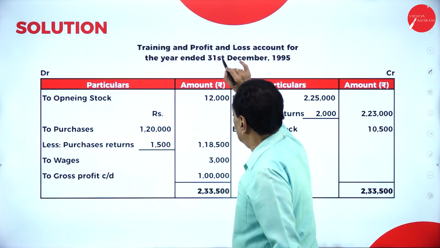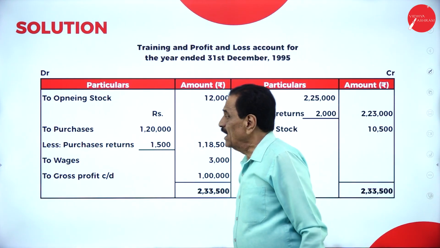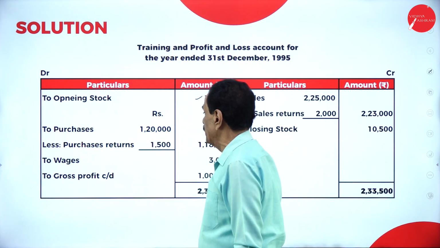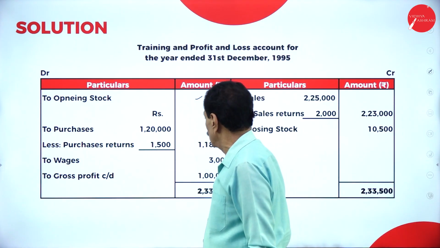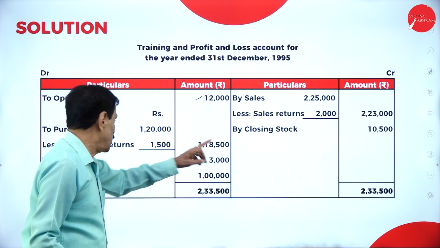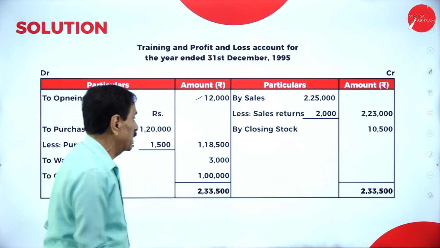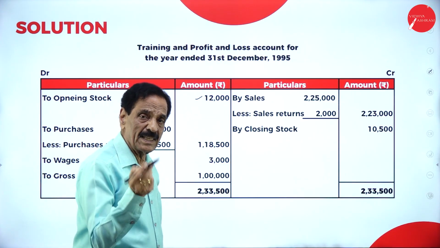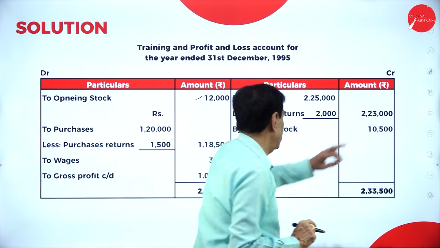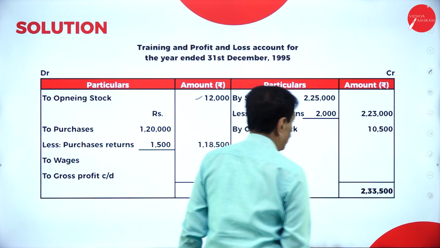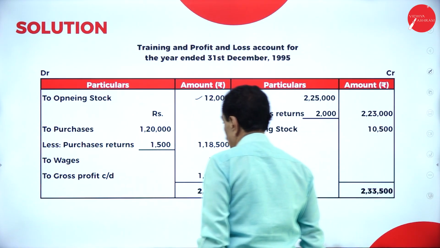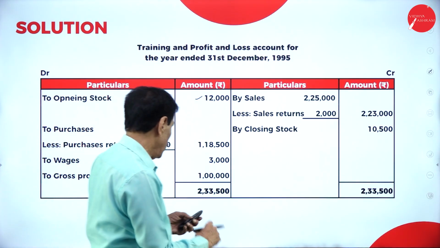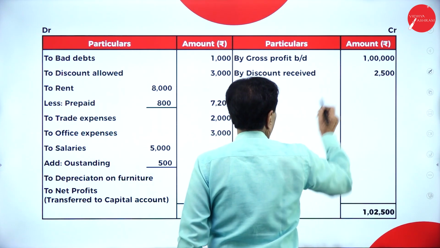Then we have to prepare a trading and profit and loss account. We start with the opening stock of 12,000. Then we have purchase of 1,20,000. Out of that, purchase return is 1,500. It becomes 1,18,500. Your wages is 3,000. Sales return is 2,000. When you include the sales, it means cash sale as well as credit sale, 2,23,000. Closing stock 10,500. If you add, 2,33,500, difference is 1 lakh. Gross profit carried down. Brought down this figure. By gross profit brought down 1 lakh.